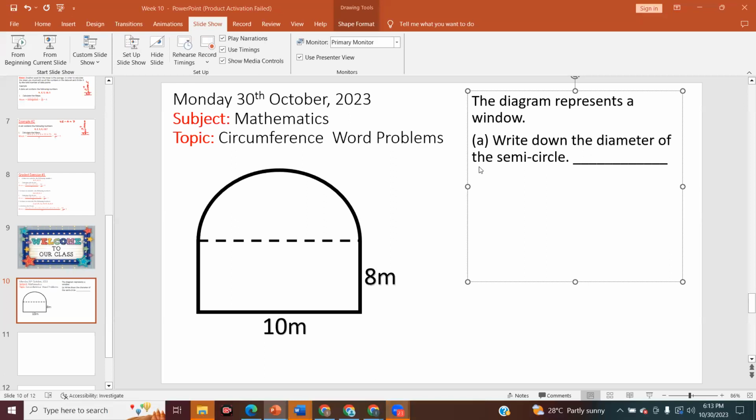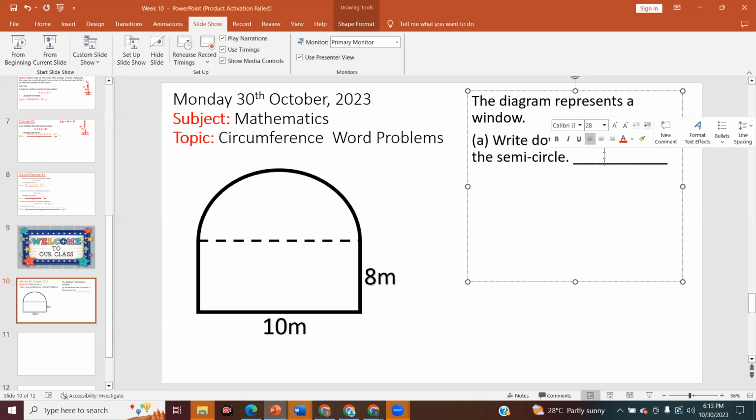All right, so write down the diameter of the semicircle. What y'all have for the diameter? Inside the chat, I see that most persons put 10. Why not 5? Because 5 would be the radius. How do you know that 5 is the radius? Because it's half of the diameter. Very good. So let's write that down.